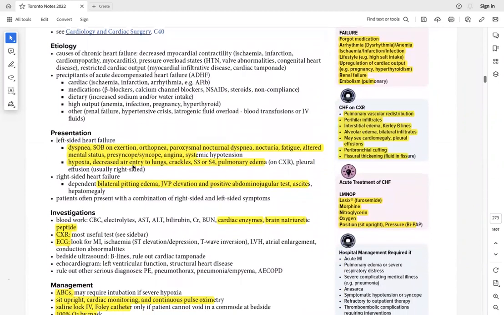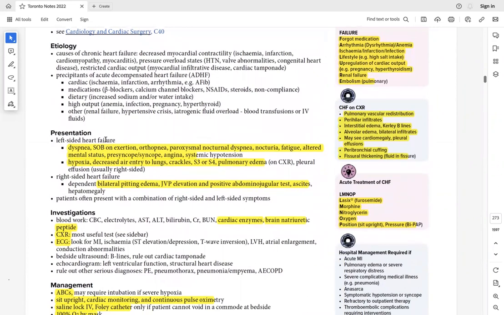Then heart failure. What is the most important cause of exacerbation of heart failure? That is, the patient forgot to take his medications. They are not compliant with their medications. They are not taking them properly. So that is the most important cause of the exacerbation of heart failure.